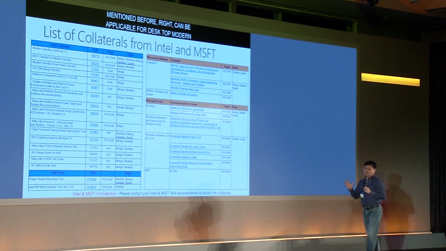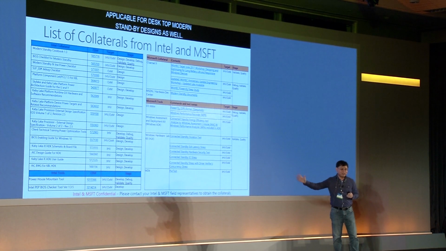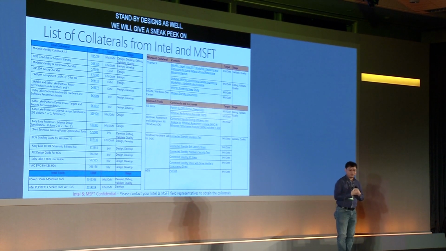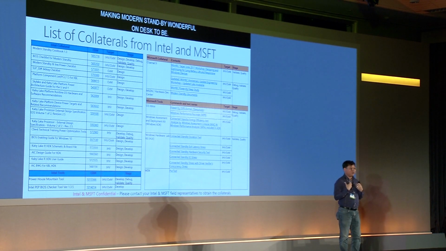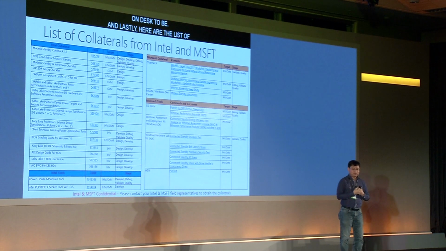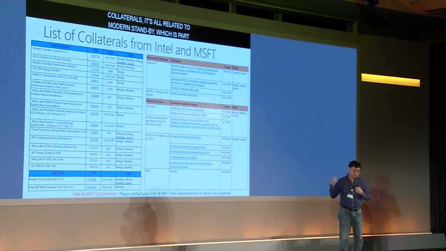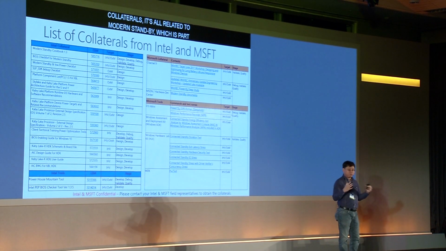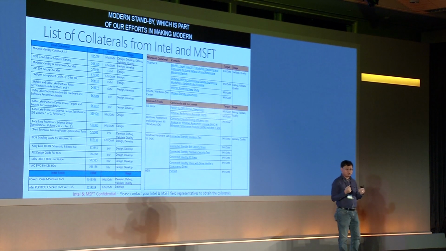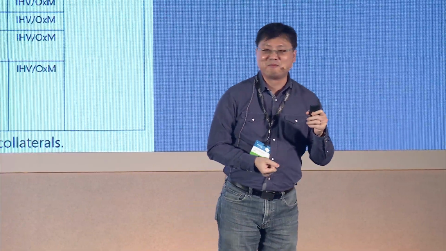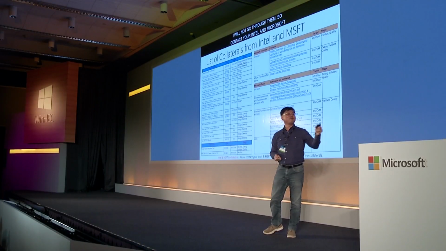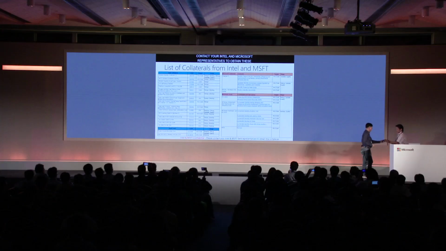And lastly, here is the list of collaterals from Intel and Microsoft. It's all related to modern standby, which is part of our efforts in making modern standby enabling and delivery much easier. I will not go through them here, so please contact your Intel and Microsoft representatives to obtain these collaterals. That's all from me, and thank you all. So back to you, Guru. Thank you, HC.